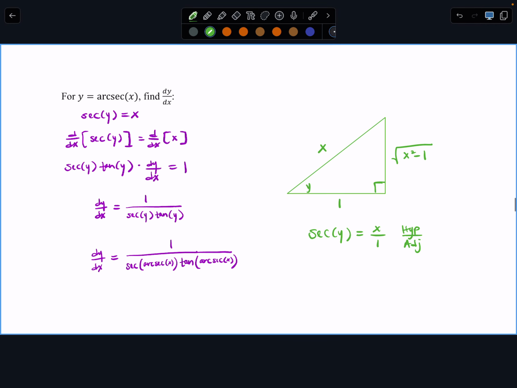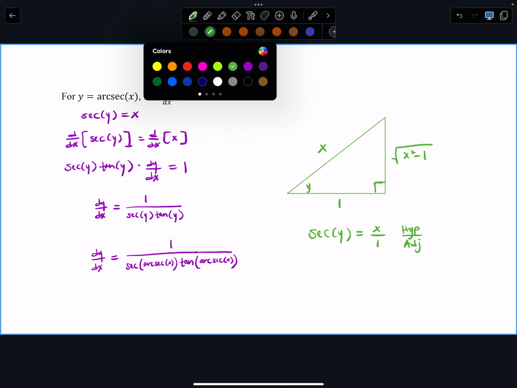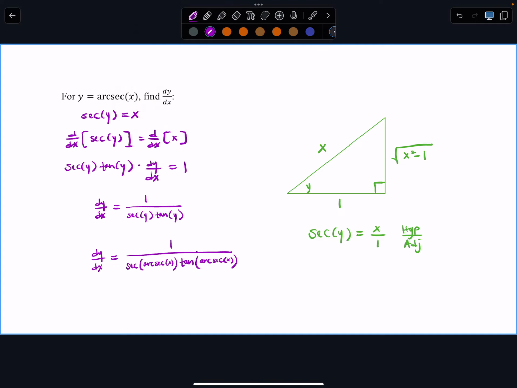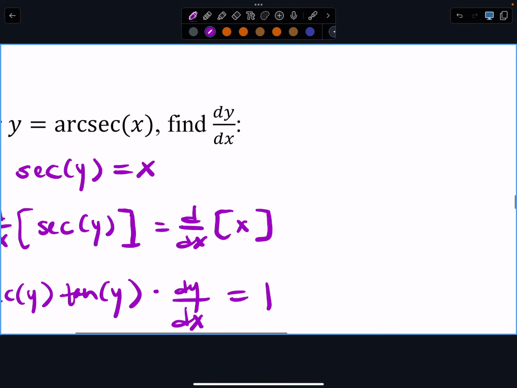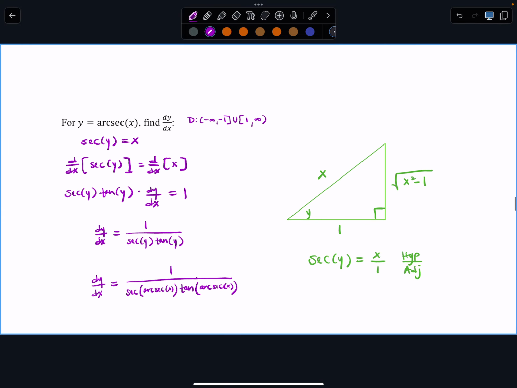Here's the thing. I'm going to show you two different reasons for this. One reason that I'm about to do what I'm about to do is thinking about the domain of arc secant. It would be the range of secant, which would be negative infinity to negative 1, union 1 to infinity. So x can be positive or negative.